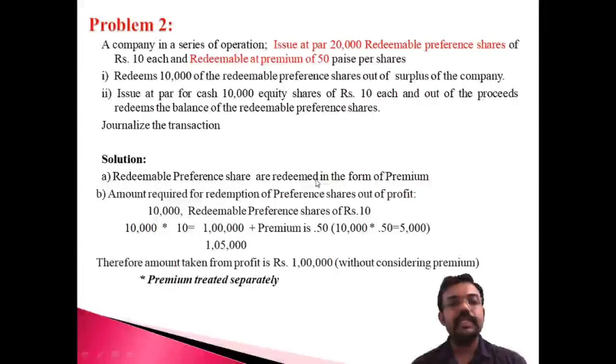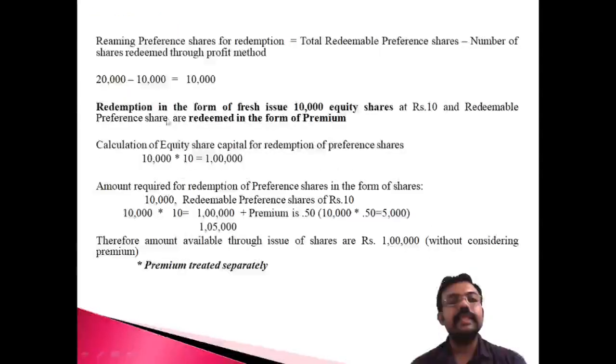Redeem preference shares, redeem in the form of the premium. Okay, the amount required for the redemption of the preference shares out of profit: 10,000 into 10 is 1 lakh, and 10,000 into 0.5 is the redemption in the form of premium, so that is 1 lakh 5,000. This amount required out of profit is 1 lakh without considering the premium, because premium is always treated separately. And the second situation, in the form of shares, the remaining shares.